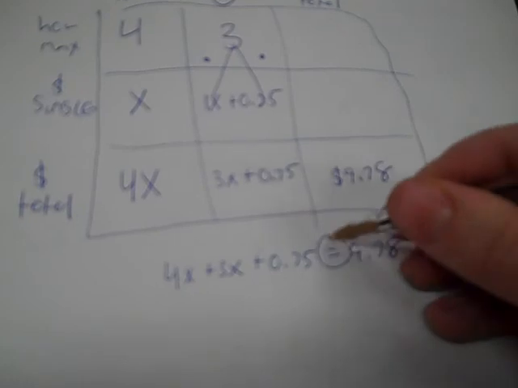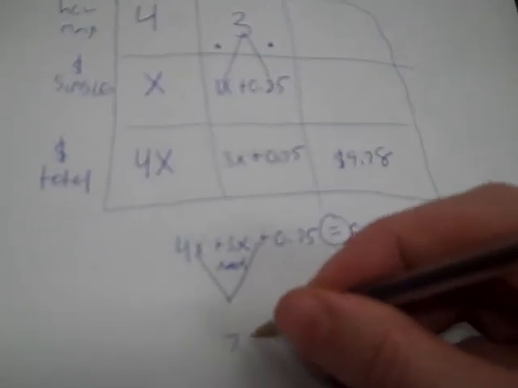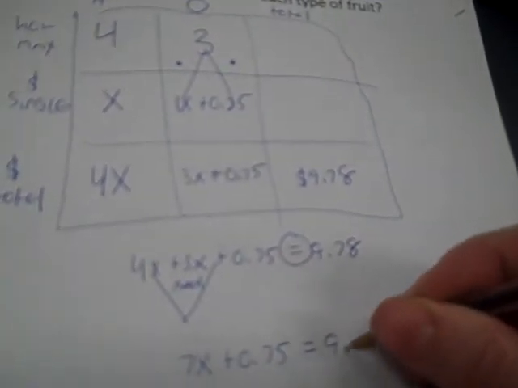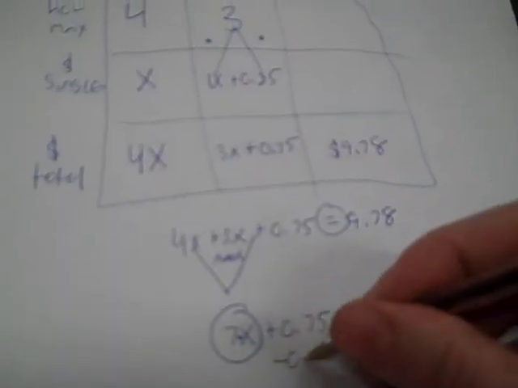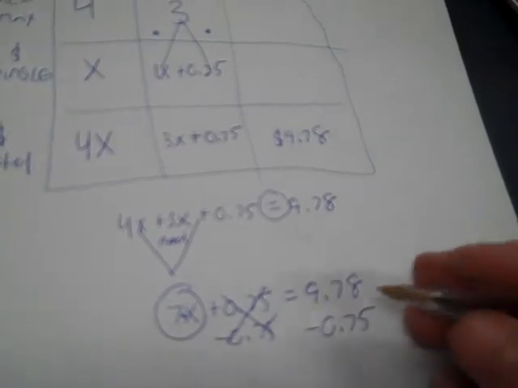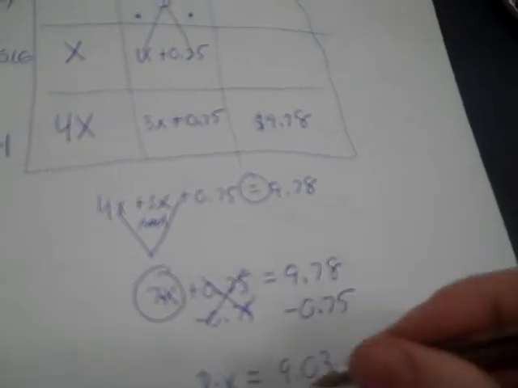Okay, now the x's are on the same side, so that's adding. That's 7x plus 0.75 equals 9.78. So I dot the x and circle it. Subtract 75 cents from both sides. So 7 dot x, and that's going to be 9.03. And then I divide by 7. 9.03 divided by 7 is $1.29.